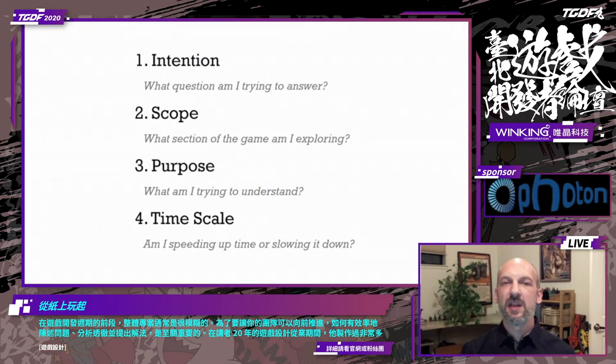In summary, here are the 4 main things to think about before you even begin building a paper prototype. What is your intention? How much of the game am I exploring? What am I trying to understand better? And will I be speeding up or slowing down time?